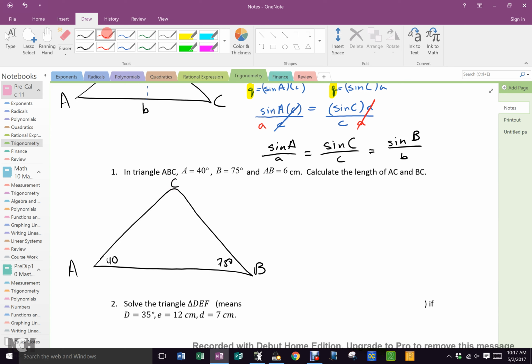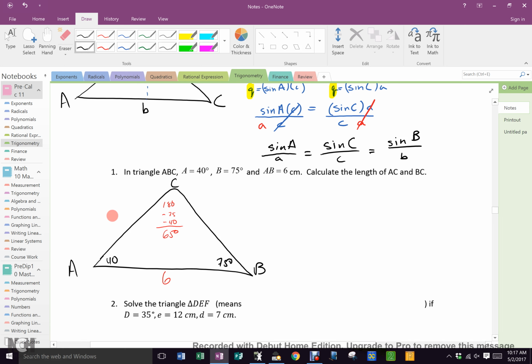That's the first bit of math I got to do. How do I figure out angle C? 180 minus 75 minus 40 to get what? 60 exactly? 65, guys. There's a 5 there. 65 degrees, yes? Now, what else do I know in this triangle? Read the question. What else do I know? AB is 6, correct?